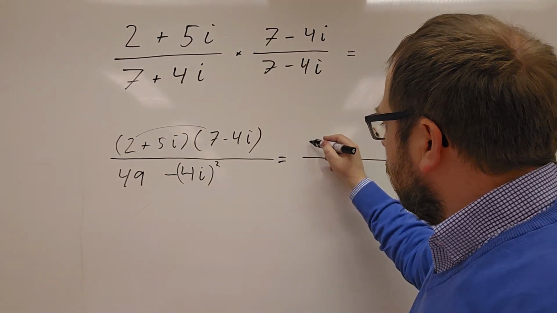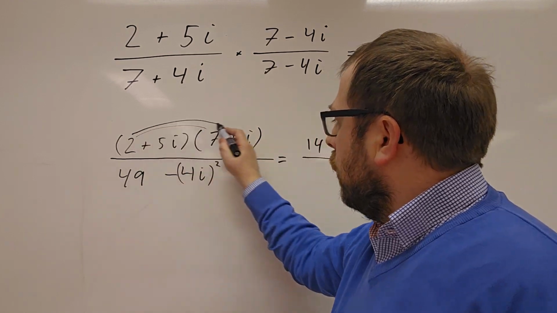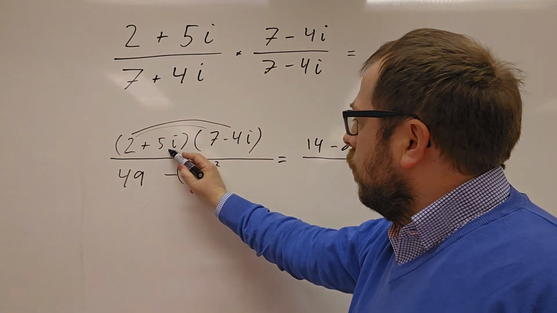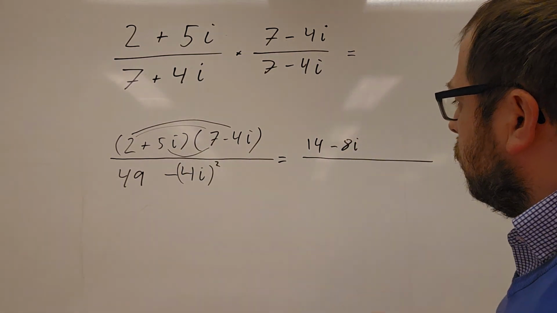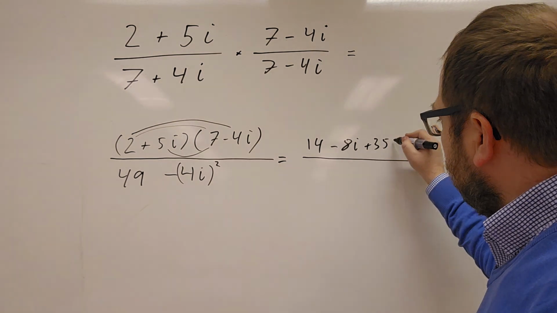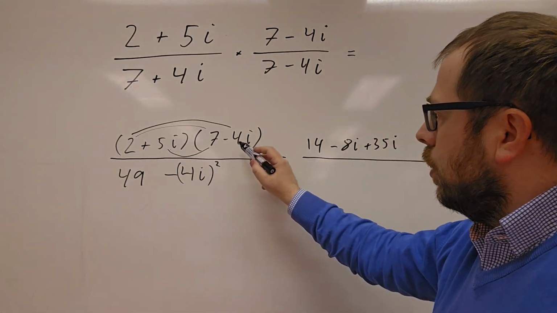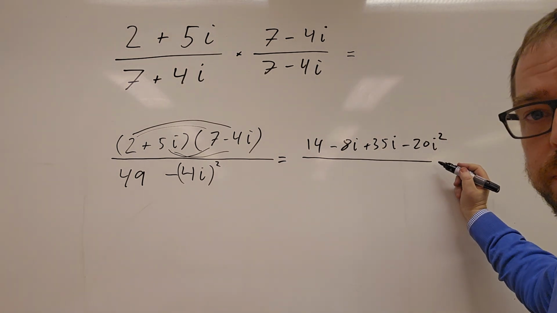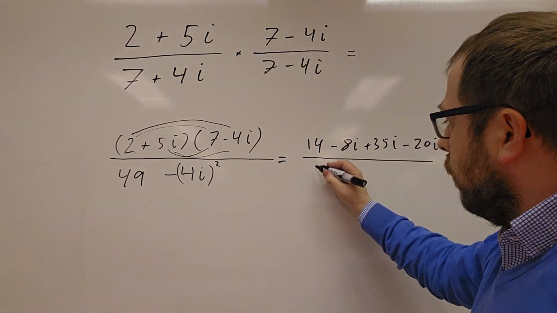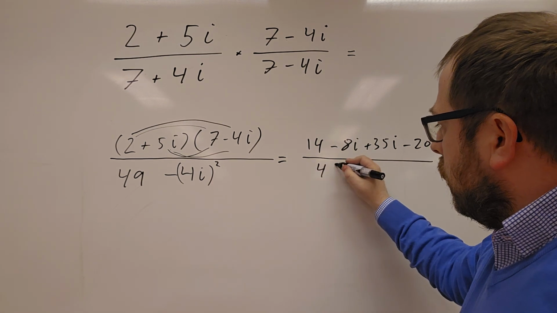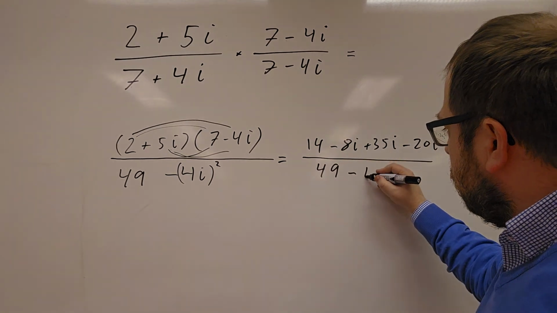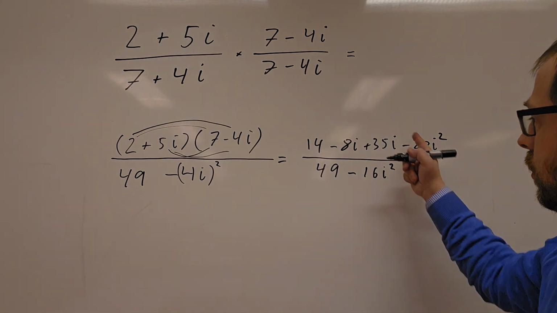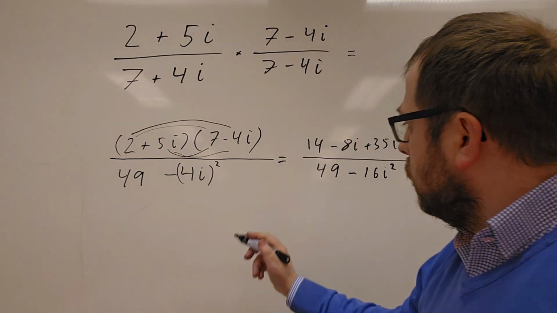Here I'm using FOIL. 2 times 7 is 14. 2 times negative 4i is minus 8i. 5i times 7 is 35i. And 5i times negative 4i is minus 20i squared. And here in the denominator I'll have 49 minus 16i squared. But this can be simplified.